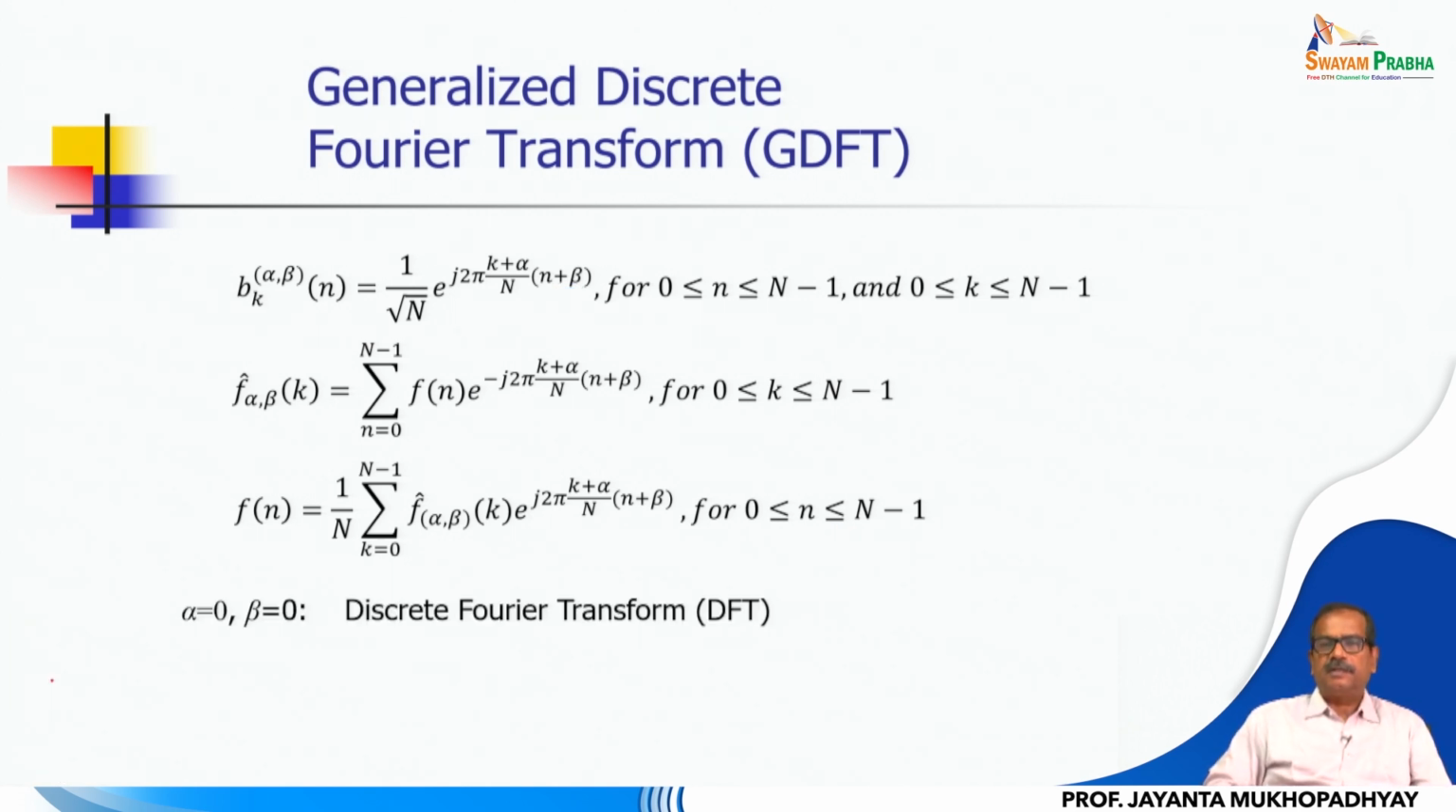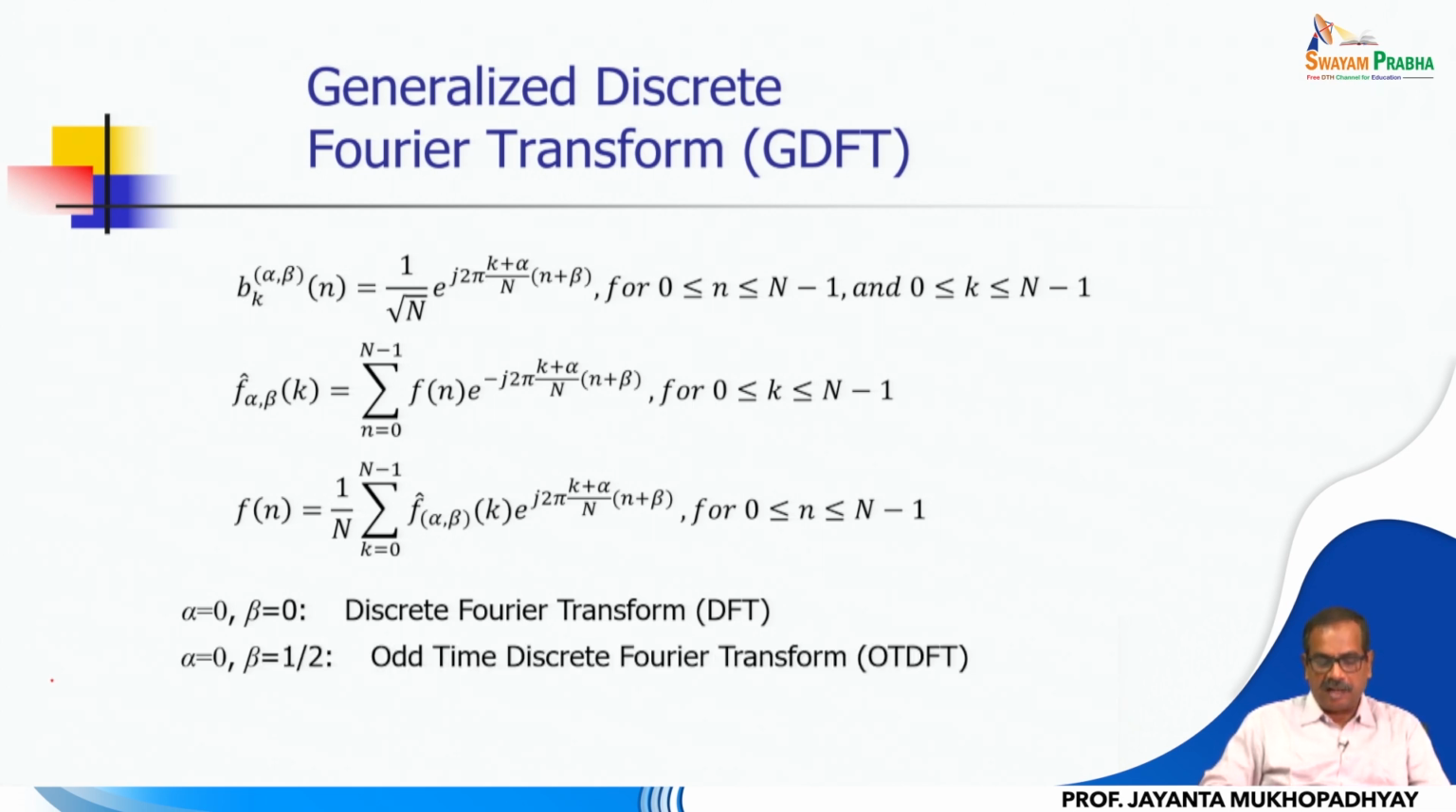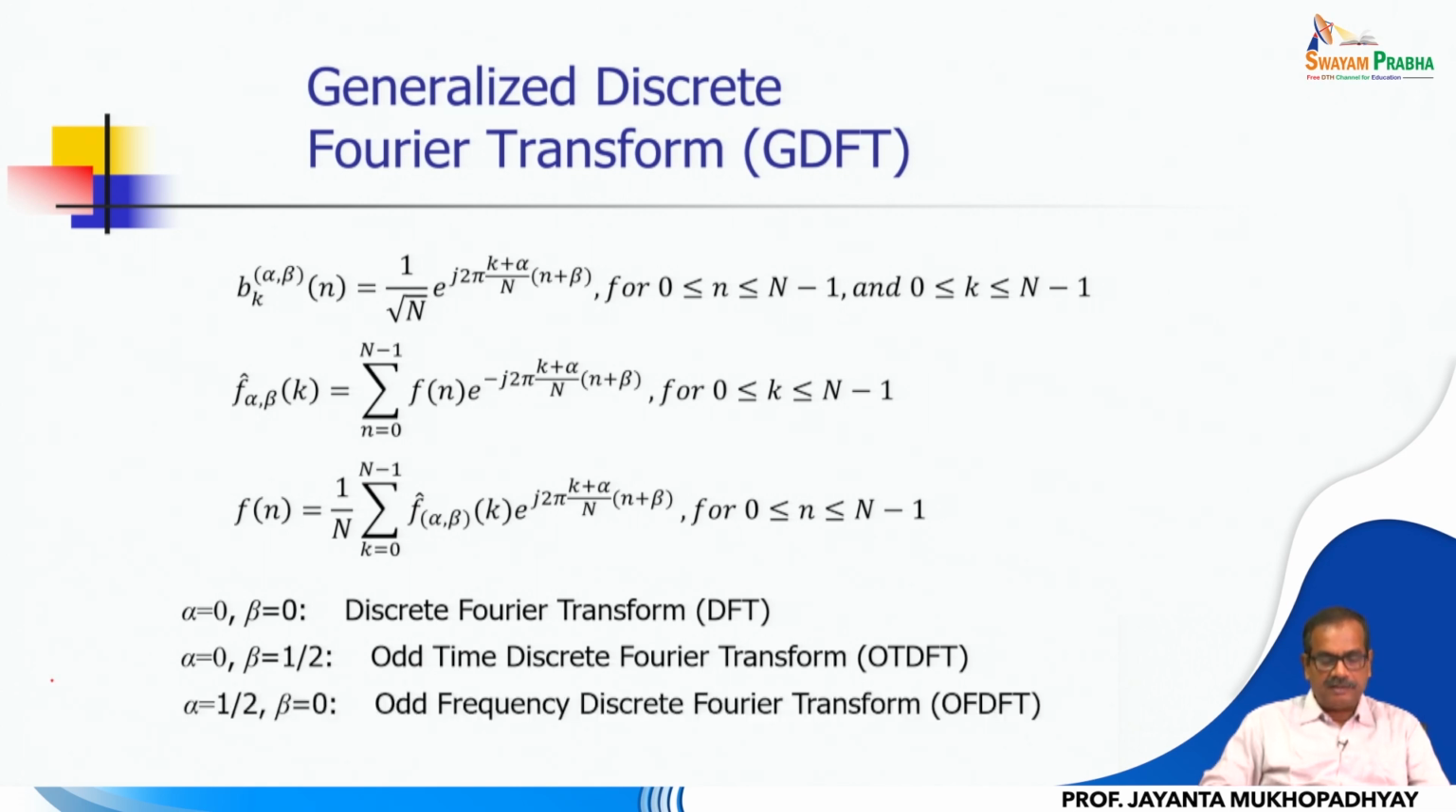So for different cases of alpha and beta, we will have different types of discrete Fourier transform, as you can understand now. When alpha equals 0 and beta equals 0, it is the base case: the ordinary discrete Fourier transform expression, and we call it the discrete Fourier transform. When alpha equals 0 and beta equals half, we call it the odd time discrete Fourier transform, because you are giving a shift over the time axis of the sinusoid. When alpha equals half and beta equals 0, we call it the odd frequency discrete Fourier transform.